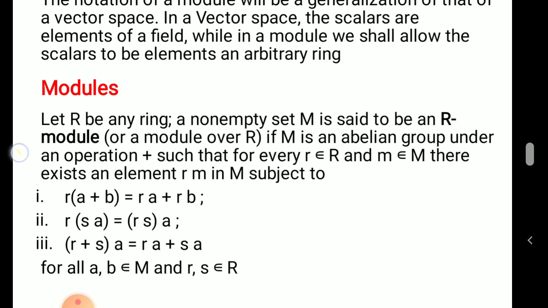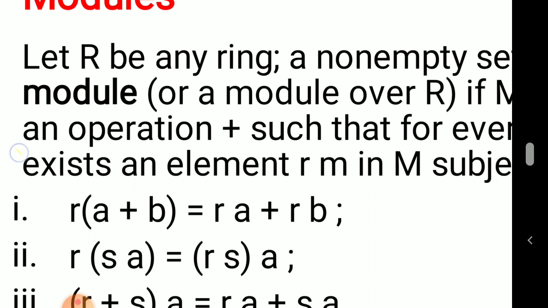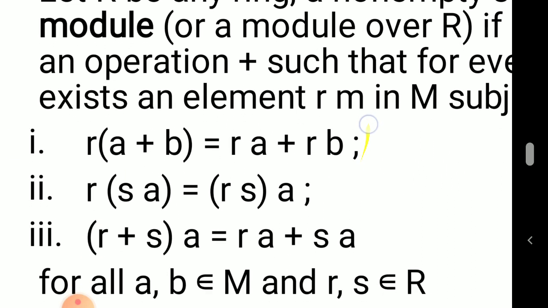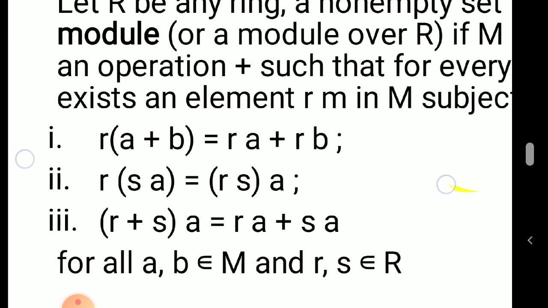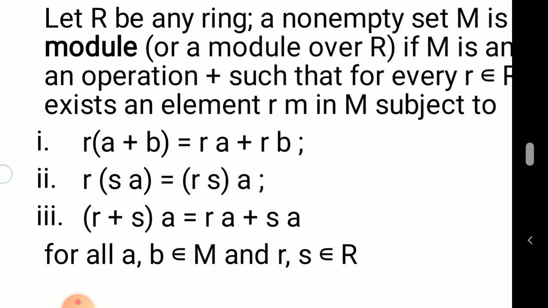Now here M is an abelian group under the operation of addition. That means there are actually 4 conditions. First, M under plus is an abelian group. Second, r(a plus b) is equal to ra plus rb. Third, (rs)a is equal to r(sa). Fourth, (r plus s)a is equal to ra plus sa. These 4 conditions. Then we say that M is a module over the arbitrary ring R.